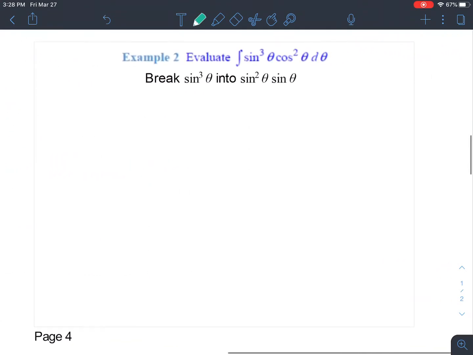All right, here is our first example then. We're going to integrate sine cubed times cosine squared d theta. So my hint to start this off is that we're going to take sine cubed and we're going to break it into sine squared times sine. So that's going to look like this.